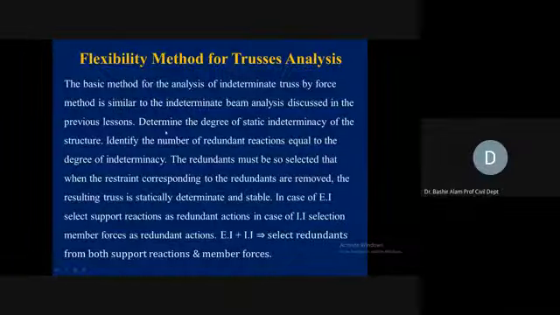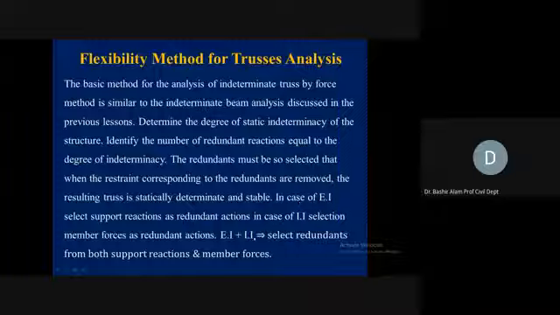Now what we do in this case, determine the degree of statical indeterminacy of the structure. This is the first step. Then identify the number of redundant reactions which will be equal to the degree of indeterminacy. The redundants must be so selected that when the restraint corresponding to the redundants are removed, the resulting truss is statically determinate and stable.